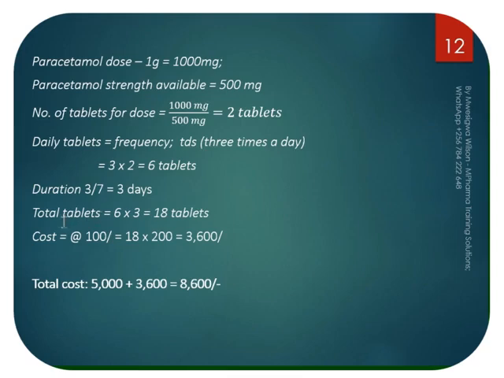The cost, each one is 200 shillings, which is equivalent to 18 times 200, giving me 3,600. So the total cost of the whole prescription is 8,600 shillings. This is what you have to inform the patient.